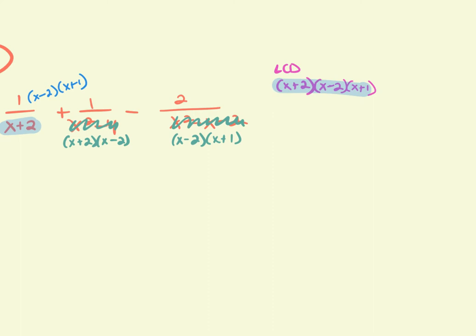On the second one, if I were to compare the denominator to my least common denominator, I'm missing the x plus 1. And on the third one, if I compare the denominator to the least common denominator, I'm missing the x plus 2.